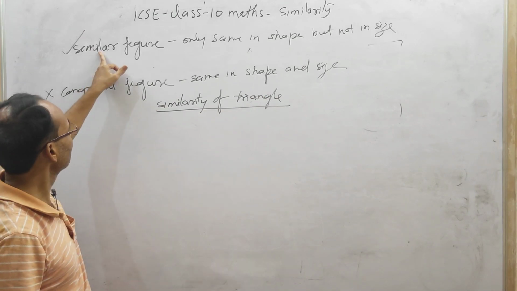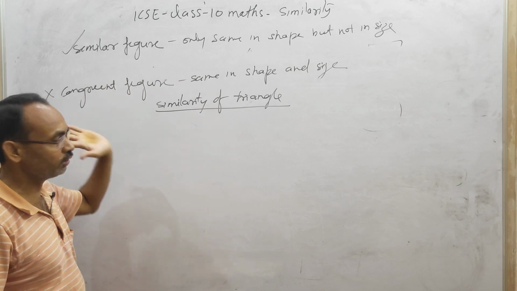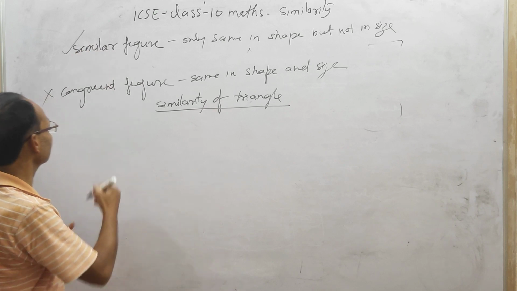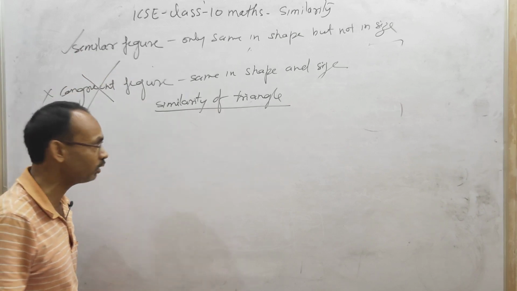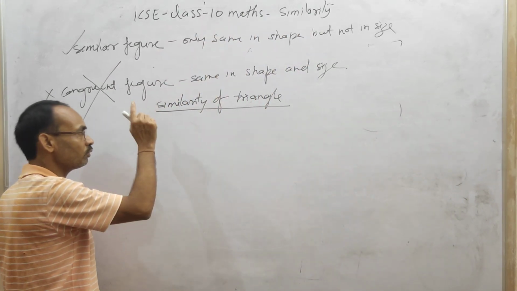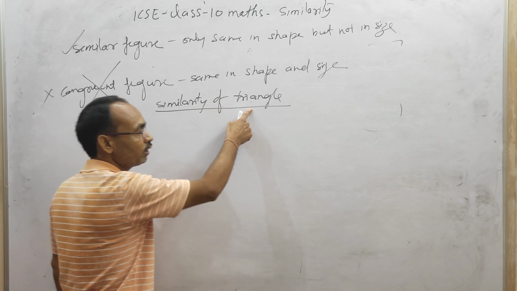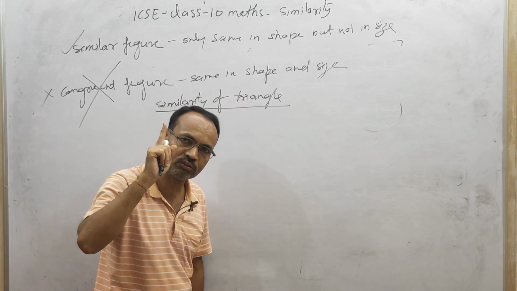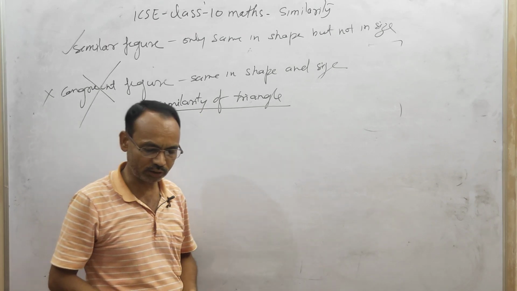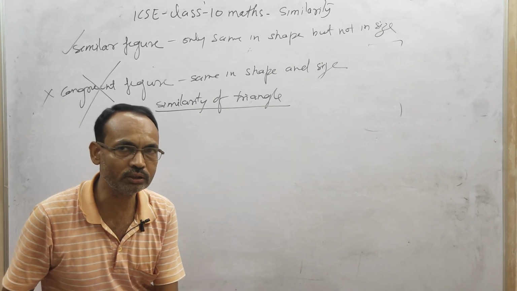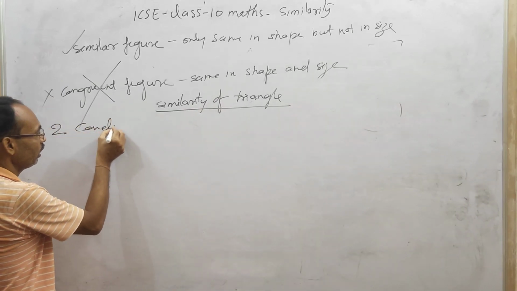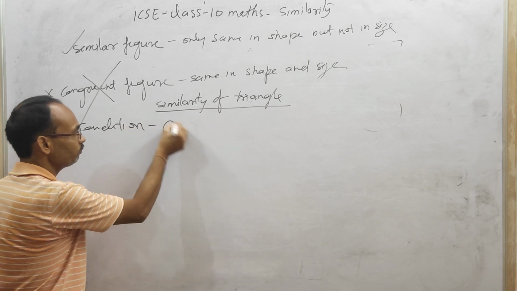This was the introduction of similar figures and congruent figures. But in your ICSE class 10th mathematics, only similar figures are given, congruent figures are not in your syllabus, and in similar figures there were many examples, but only similarity of triangles is in your ICSE class 10th syllabus. Hence, we start the topic similarity of triangles. In similarity of triangles, there are two conditions.